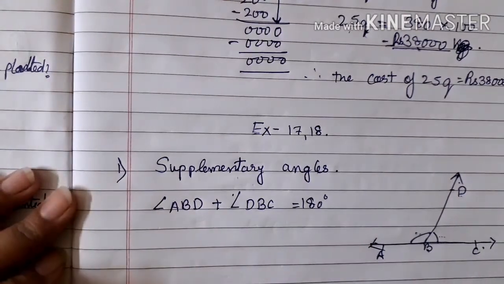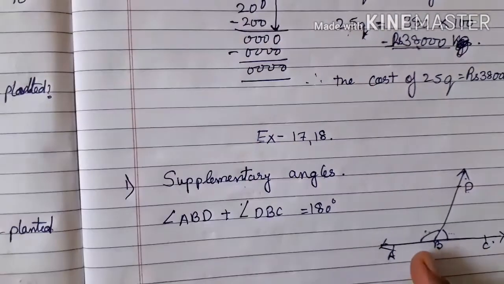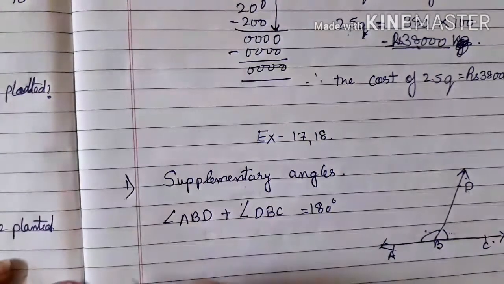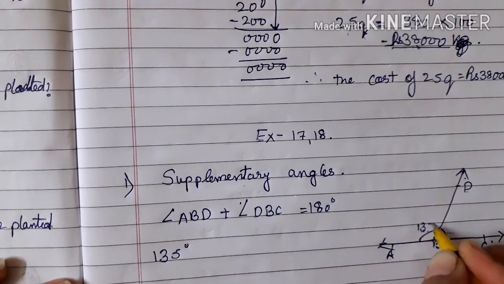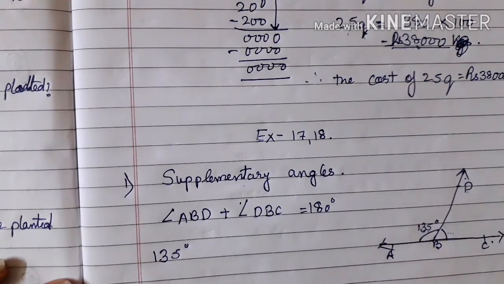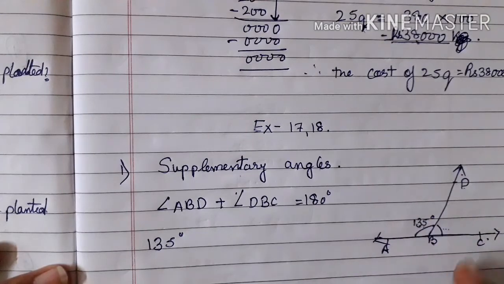We'll take the example: find the measure of the supplementary angle of an angle of 135 degrees. Suppose they have given us 135 degrees. One angle has been given. Suppose we take this as 135 degrees. If this is 135, what is the other angle? We have to find it.